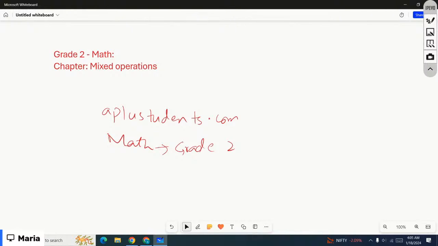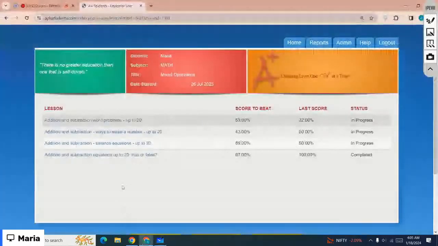We're going to start with the chapter mixed operations. Please make sure you have your notebook and pencil so that you can note down the important examples and definitions as well, right? So here I am on the chapter mixed operation. Let's just start with the first lesson, that is addition and subtraction, word problems, numbers up to 20.